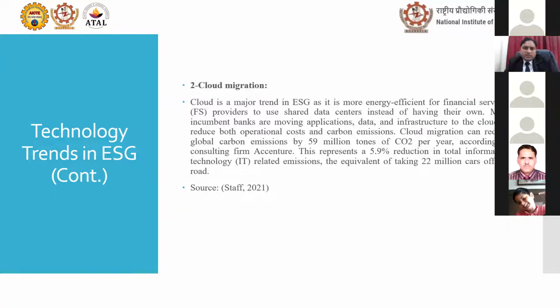Then cloud migration can also reduce global carbon emission by 59 million tons of CO2 per year. So just see, it's a huge amount. According to a consulting firm, Accenture is telling that. Now this represents a 5.9% reduction in total information technology related emissions, the equivalent of taking 22 million cars off the road. So it's huge. So that's the advantage of digital technology and ESG.